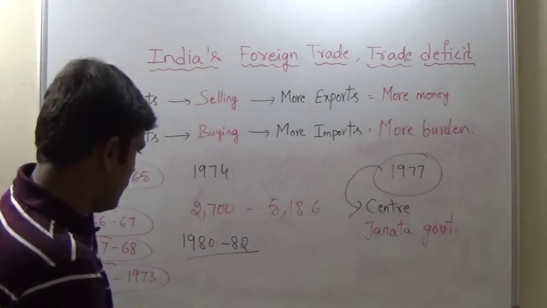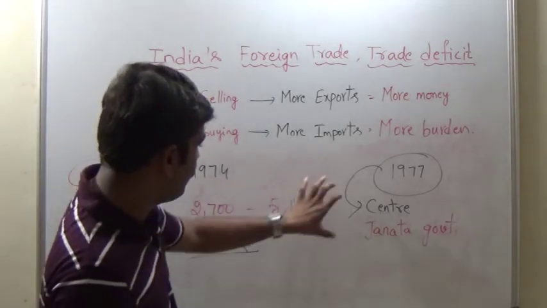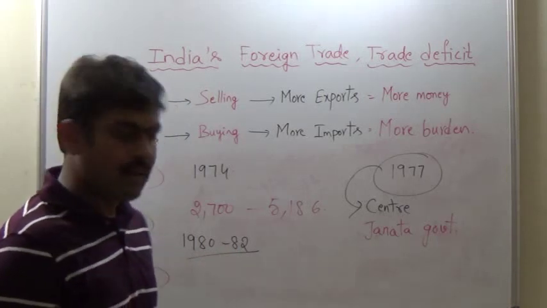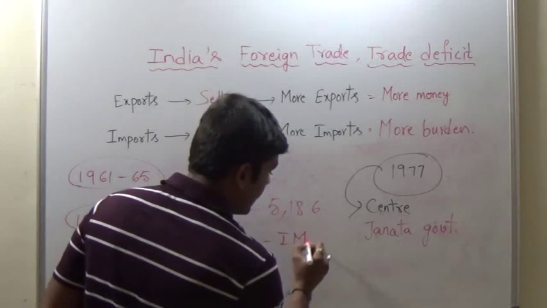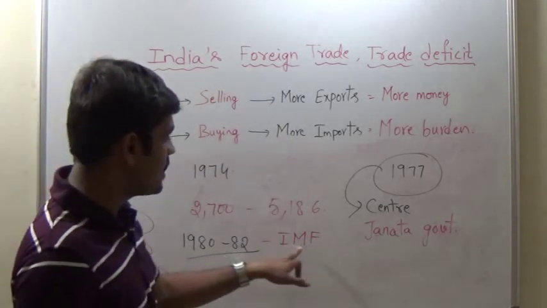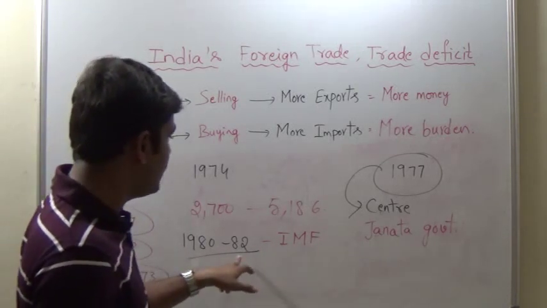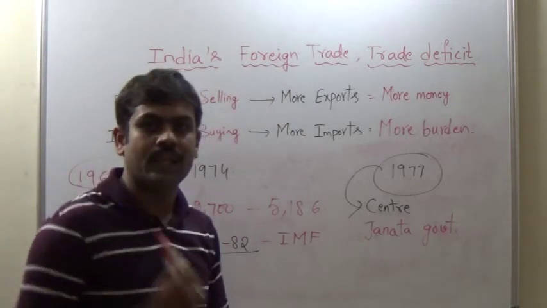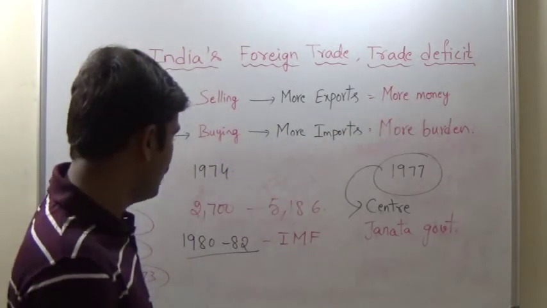1982, during this time India was unable to accompany this trade deficit, and during this period India went to IMF, that is International Monetary Fund, and took a loan. India went to the International Monetary Fund and took a loan during this period 1980 to 1982, so that it may try to streamline the disrupted economy with huge trade deficits.